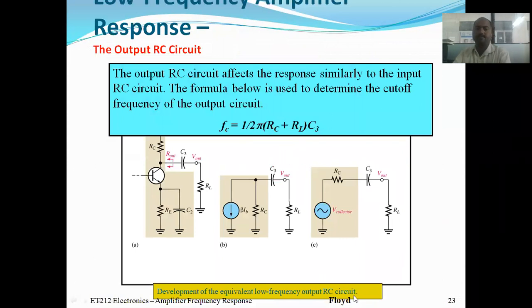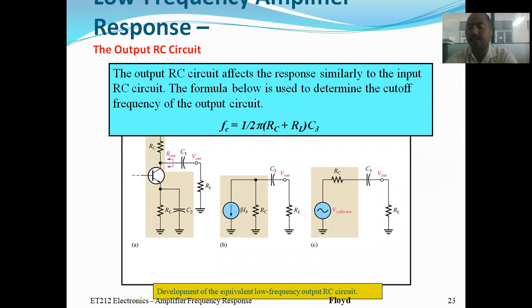Low frequency response: whatever we have just been discussing, the effect of the transistor and the capacitors coming with respect to the circuit, means what will be the effect when we apply a signal with low frequency or high frequency, right? So now we have seen there are majorly 2 types of frequency which affect the operation of the circuit: low frequency as well as high frequency, right? We just discussed high frequency. Now we have to discuss the effect when we apply a low frequency signal.